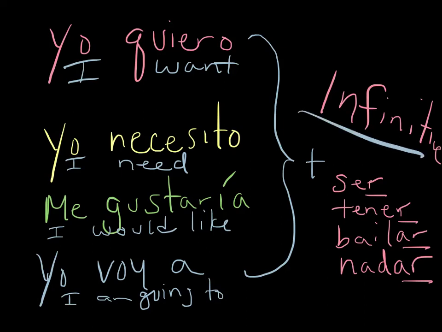So you would say, yo quiero ser, I want to be. Yo necesito tener, I need to have. Me gustaría bailar, I would like to dance. Yo voy a nadar, I am going to swim.